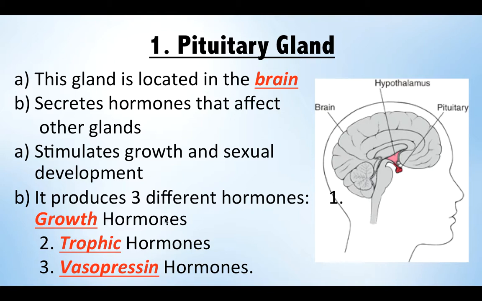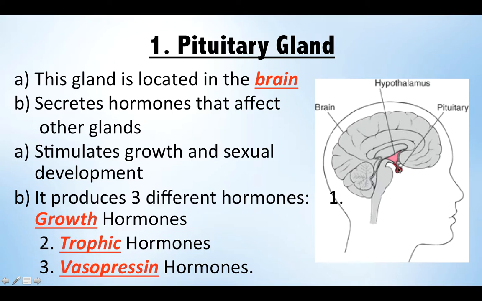So this gland is located in the brain. You can see it right here. It is absolutely teeny tiny, and it secretes hormones that affect other glands. So this is almost kind of like the boss gland. It tells other glands what they need to do, similar to our brain. Our brain tells our body what they need to do, similarly to our pituitary gland telling other glands what to do.